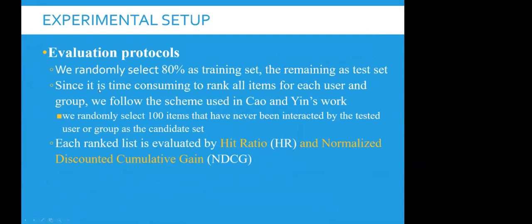Since it is time-consuming to rank all items for each user and group, we follow the schema used in CHO and its work. That is, we randomly select 100 items that have never been interacted with by the test user or group as a candidate set. Each ranked list is evaluated by HR and AGG.